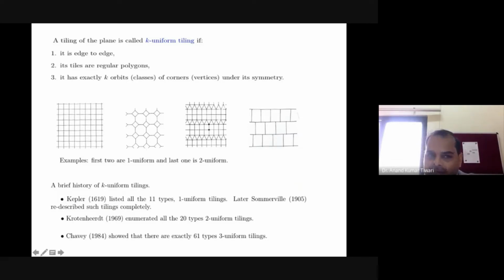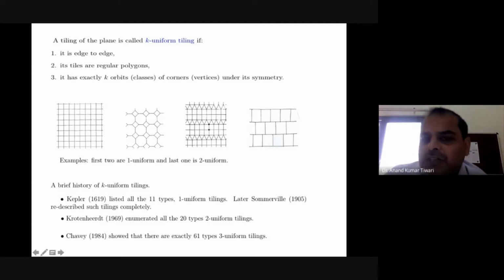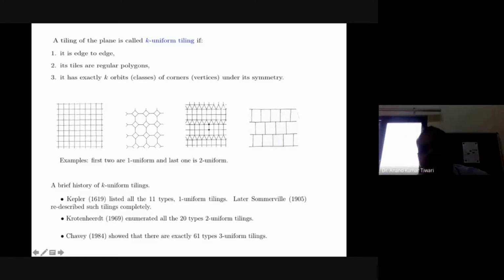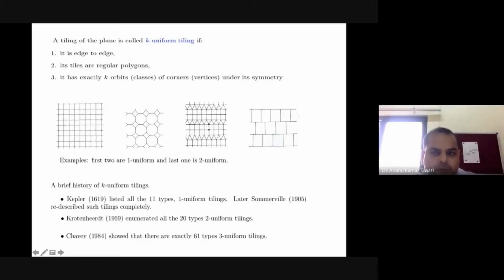So in that case, the notion of K-uniform tilings comes in. A tiling of the plane is called a K-uniform tiling if it is edge to edge, its tiles are regular polygons, and it has exactly K orbits of vertices under its automorphism group or symmetry group. So these are the examples.